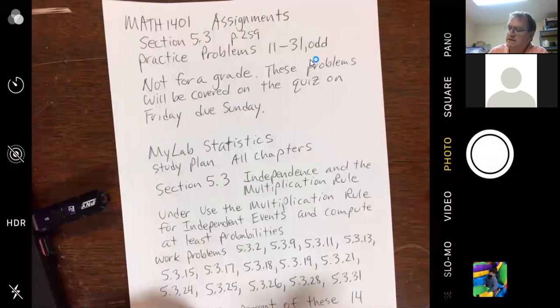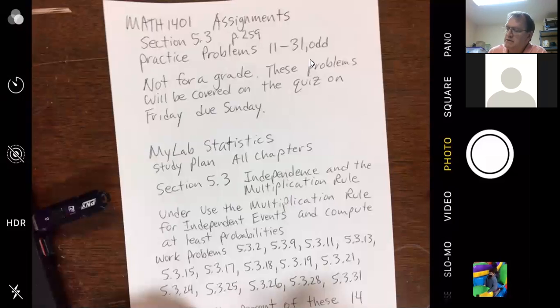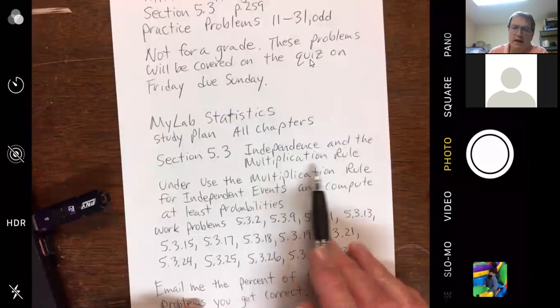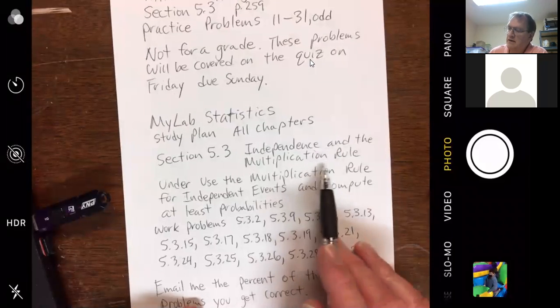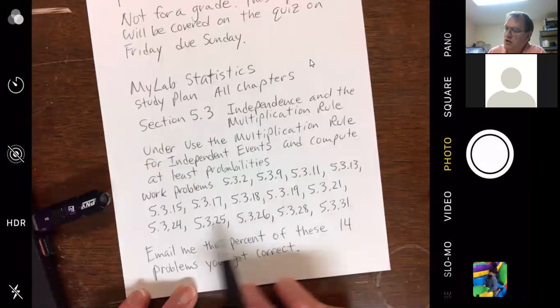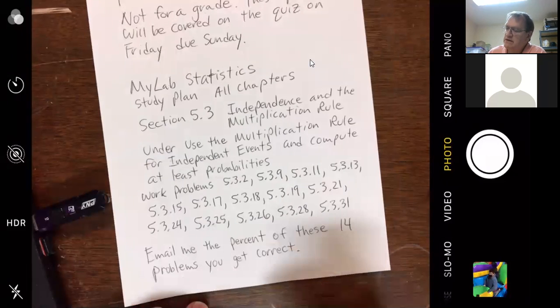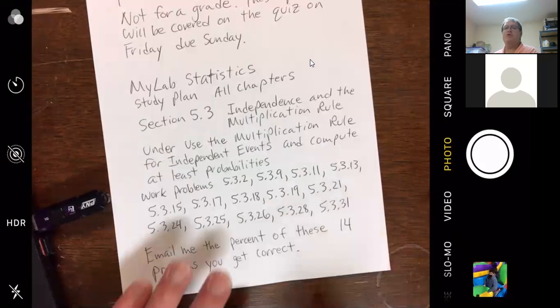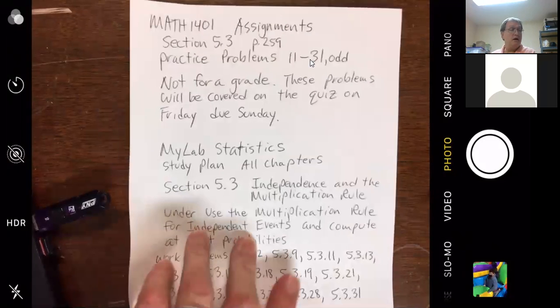MyLab Statistics, same spot. We covered independence and the multiplication rule in 5.3, and these are the problems that I picked out to work, and I believe there's 14. Just email me the percent of these 14 that you get correct. We'll have 5.4 next week, and then the test over chapter 5 will be next week.